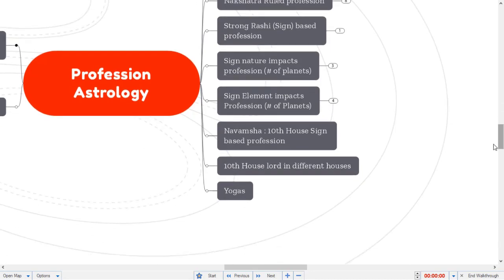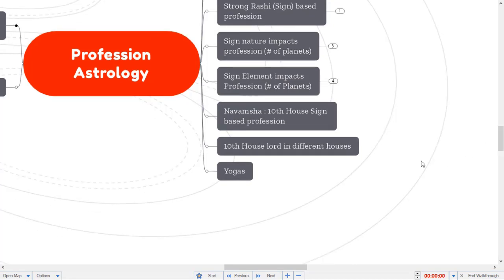The next thing is to look at the Navamsha, the 10th house sign based profession. Navamsha is your D9 chart. In your D9 chart, look at the 10th house and see what sign it is. That will also have a say. I'm not going into each sign because you can separately understand what each sign represents. That's similar to the planet exercise which I did. It can give another 12 different types of profession.